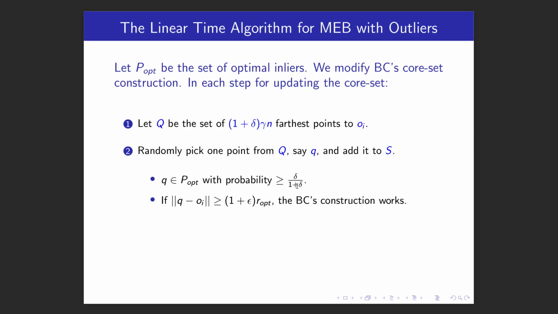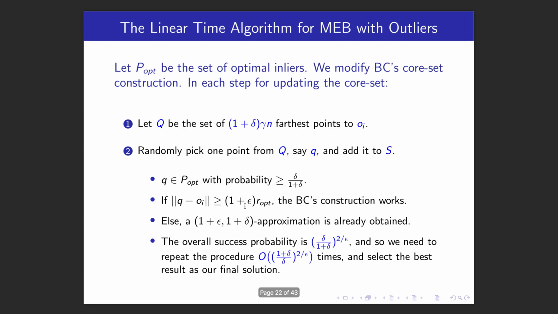And then we consider two cases based on the simple observation I just mentioned. If the distance between q and o_i is larger than this threshold, then the coreset construction still works. So that means we can just safely add this point to the coreset, and the convergence speed is still guaranteed. And for the other case, if the distance is less than 1 plus epsilon times r_opt, that means a 1 plus epsilon approximation is already obtained.